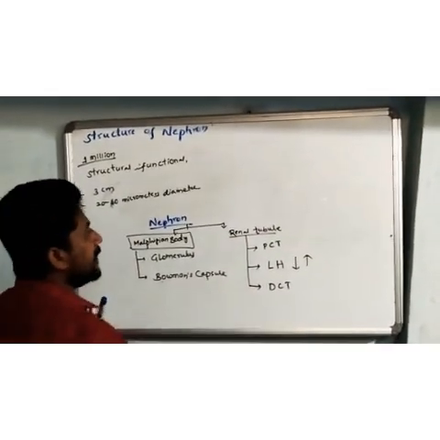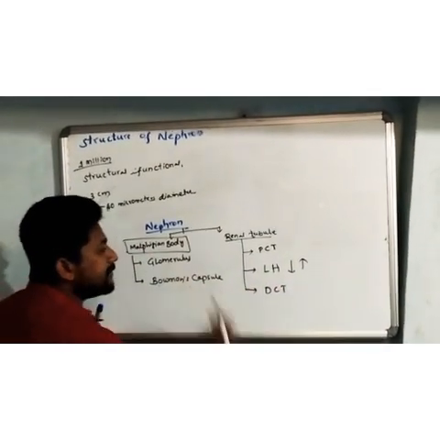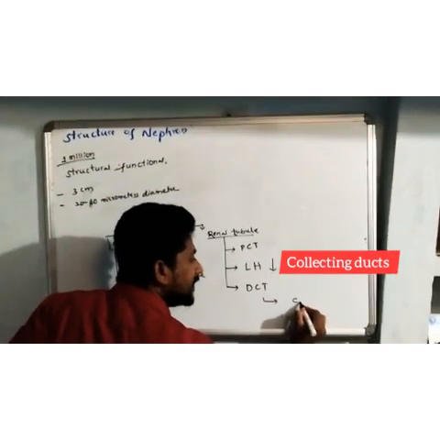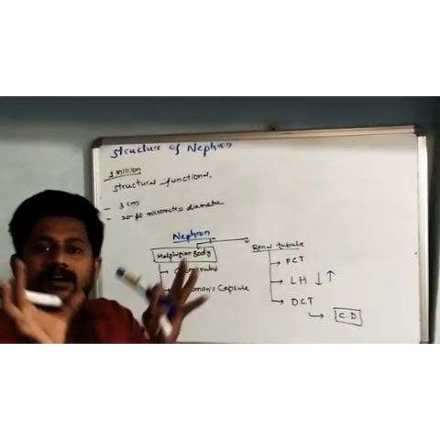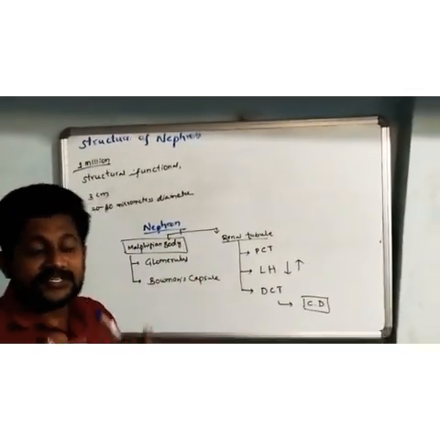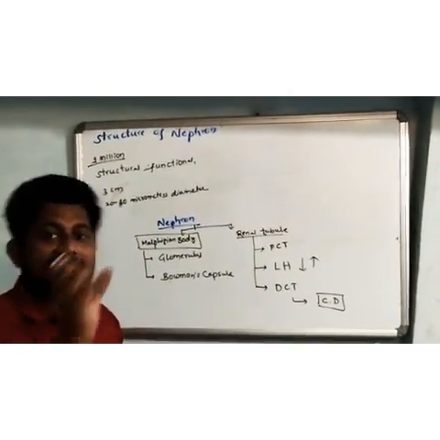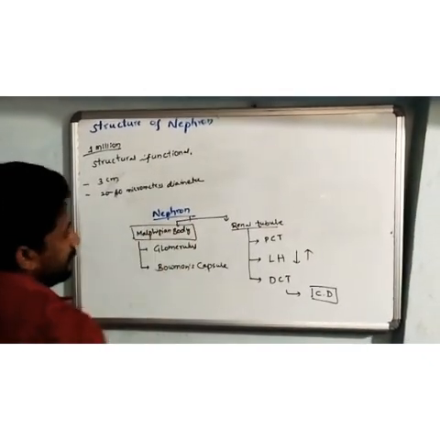And finally, the DCT of each nephron opens into the collecting duct, and each collecting duct receives the filtrate from nearly 8 nephrons. Okay, this is the flow chart of the nephron.